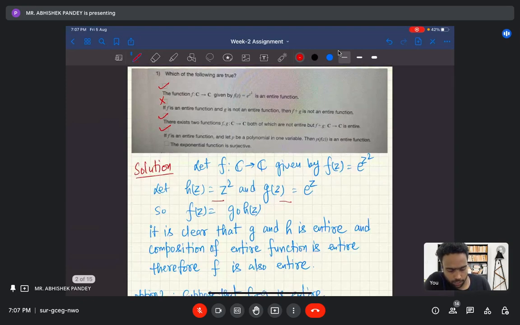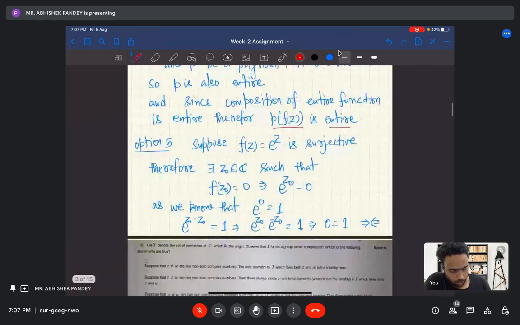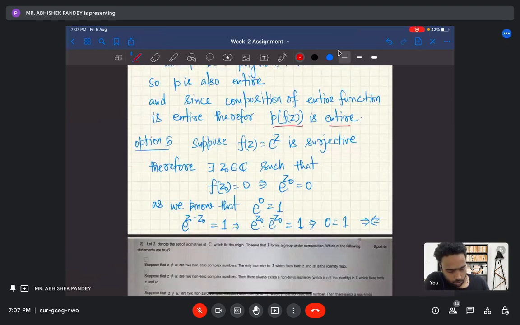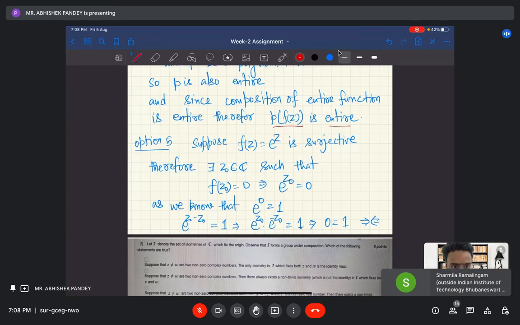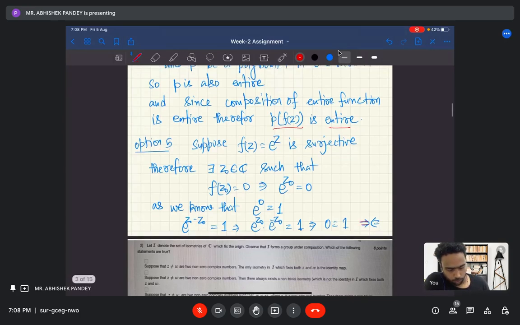The last option is: the exponential function is surjective. Let us suppose it is surjective. Therefore there exists z0 in C such that f(z0) = 0, meaning e^(z0) = 0. As we know e^0 = 1, so we can write 0 as z0 - z0. So it will be e^(z0 - z0) = 1. This implies e^(z0) times e^(-z0) = 1. This implies 0 = 1, which is a contradiction. So option 5 is not true.